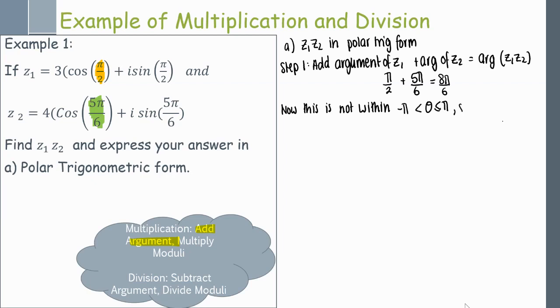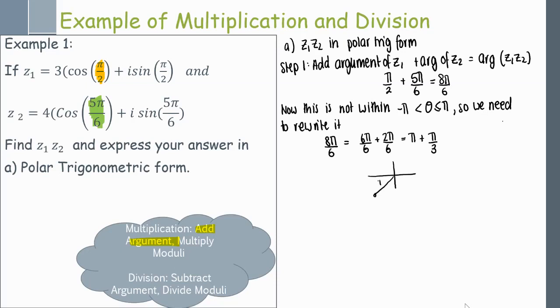So we need to rewrite 8 pi on 6 as being within the principal argument domain. So remember that 8 pi on 6, you can write this multiple ways. I'm going to separate it into 6 pi on 6 plus 2 pi on 6. That's the same thing, plus pi on 3 when simplified. And I can easily see where this is on my plane. So pi plus pi on 3 will put me into that third quadrant.